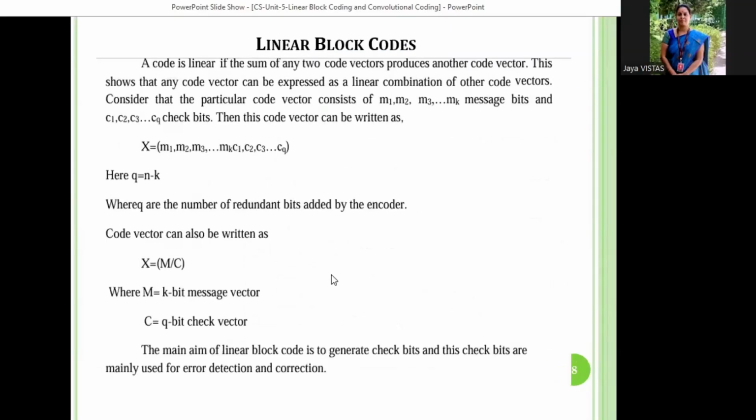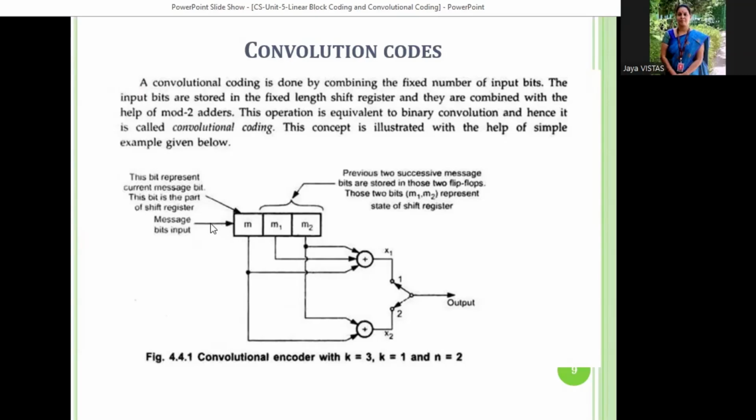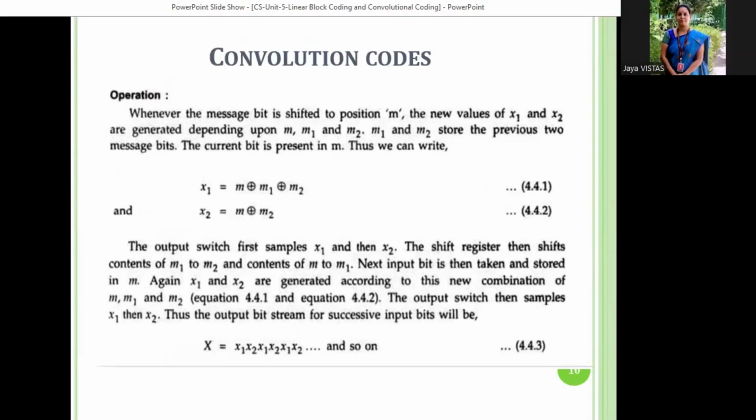That means, suppose the first bit came here, now it is stored in M. Then in the first shift, this M moves to M1. Then M1 moves to M2, and the M2 bit is discarded. This is the operation behind the convolutional encoder. Then the next bit is taken and stored in M. Then X1 and X2 are generated according to the new combination of M, M1 and M2. Because M1 is shifted, the output is also different. The output switch then samples X1 and X2.